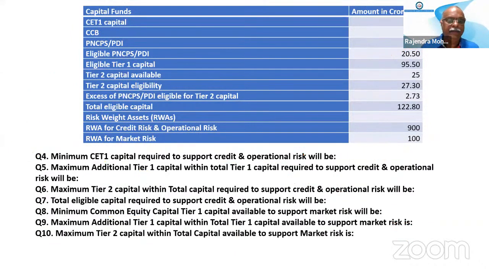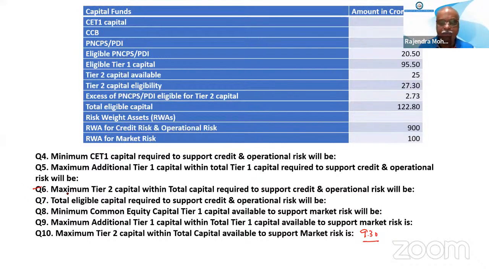Now, the maximum tier 2 capital within total capital available to support market risk. That is the maximum tier 2. So what is the eligible tier 2? How much will it be? 9.3, sir. 9.3, very good. So 9.30 is the correct answer, because 2730 minus 18. So that is the answer, and 18 we received in question 6.